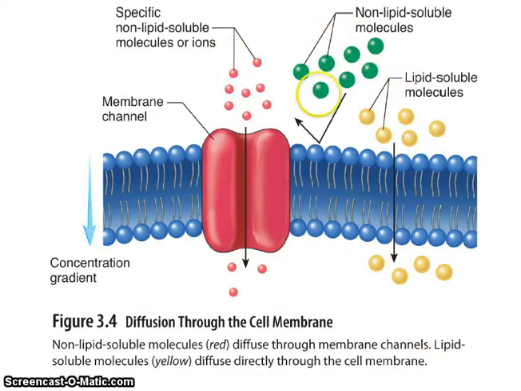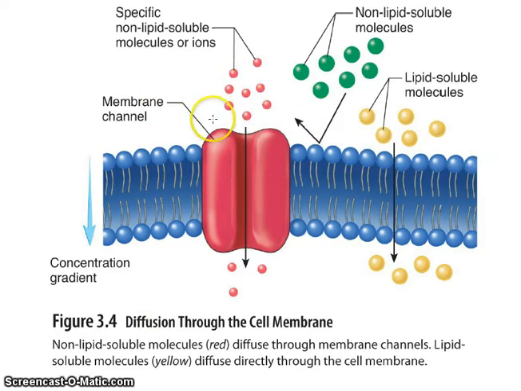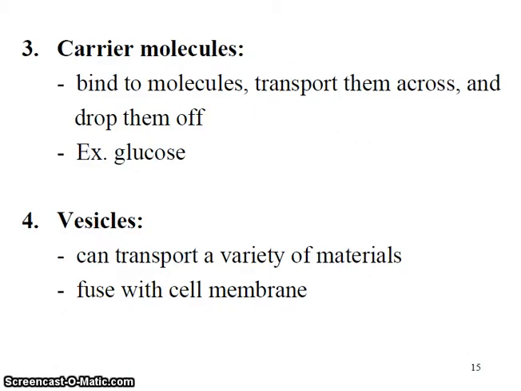Small molecules that are lipid soluble will diffuse directly into the cell, as will other small molecules such as sodium and potassium. Others will diffuse through the membrane channels depending upon their concentration gradient, and that will become clearer in just a moment. Carrier molecules can help transport items into or out of the cells.